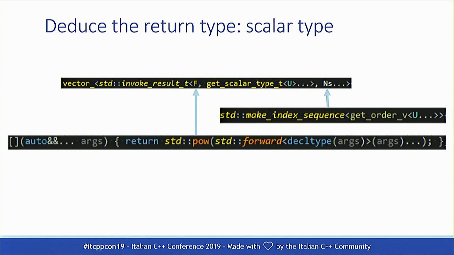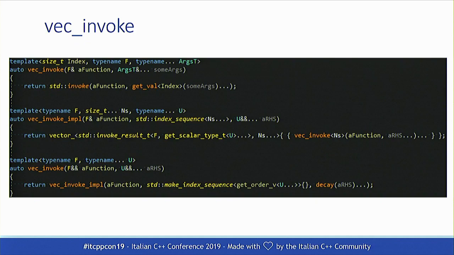And when we create the implementation of vecInvoke, which will be the one that will SIMD our operator, it should be something that looks like this. So the first step is the last one, where we get our function that will be the lambda. We create our index sequence based on the order that we deduced. We decay because we need swizzlers. And we send to the implementation of vecInvoke. Then we deduce the return type as seen before. And we use vecInvoke with the index that tells us at which row of the vector we want to apply the function.